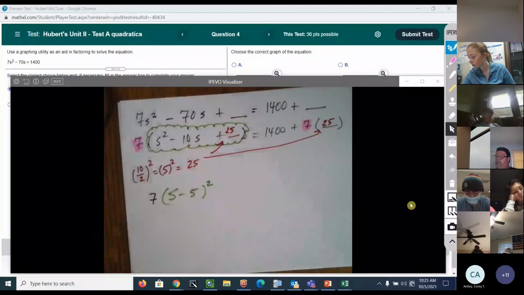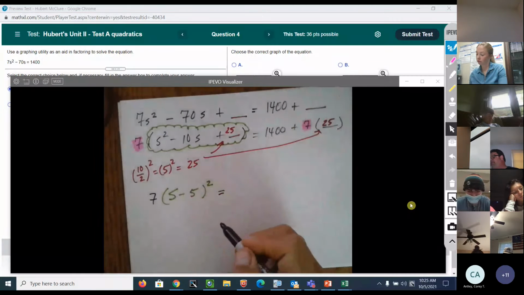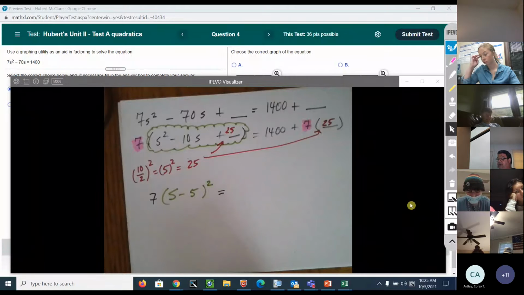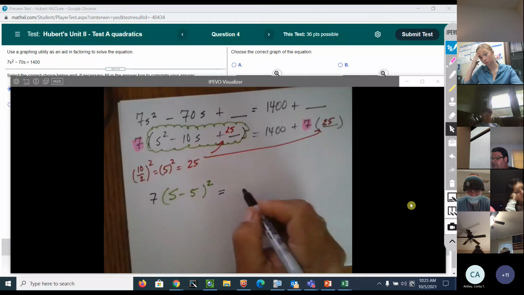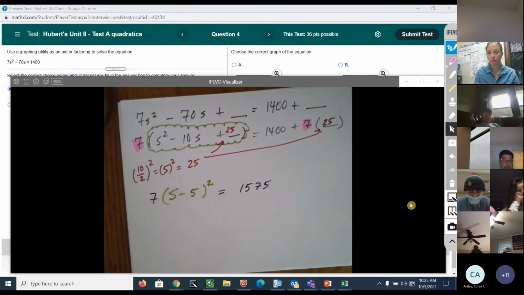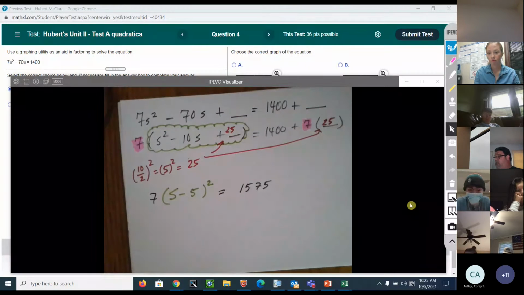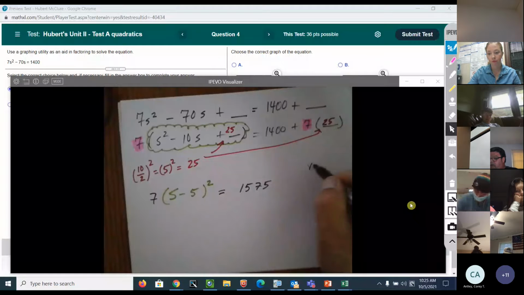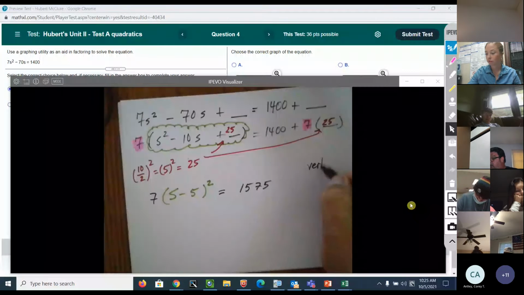Is equal to 7. What's 7 quarters? $1.75. So $1.75. That's 175. Be 1575. Somebody check my math, please. It's 1575. Okay. So our vertex is 5, comma, negative 1575.